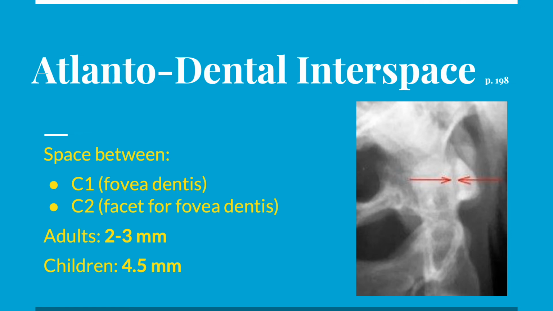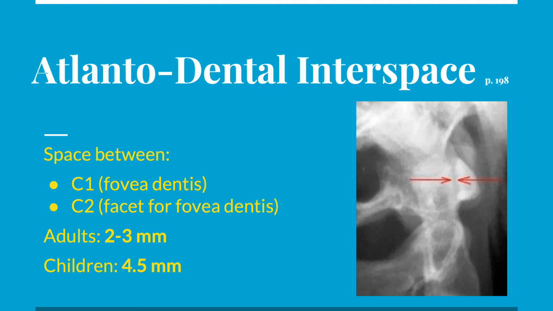So the atlantodental interspace, or interval, some people call it, is going to be the space between the fovea dentis on C1 and the facet for fovea dentis on C2. So you might have to write those out. You want to know the numbers. So in adults, it's typically between 2 and 3 millimeters, and in children, it's typically about 4.5 millimeters because they haven't formed a completely osseous skeleton at that point yet. So any numbers greater than those are hugely problematic because they can signify some instability in the upper cervical spine.